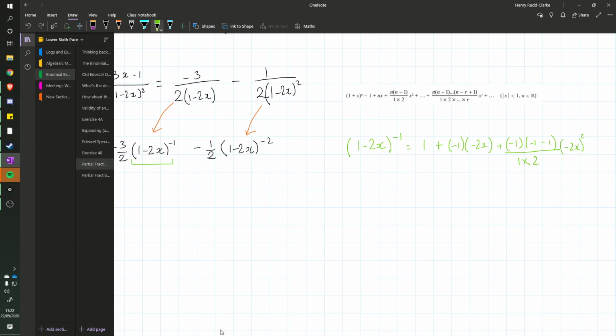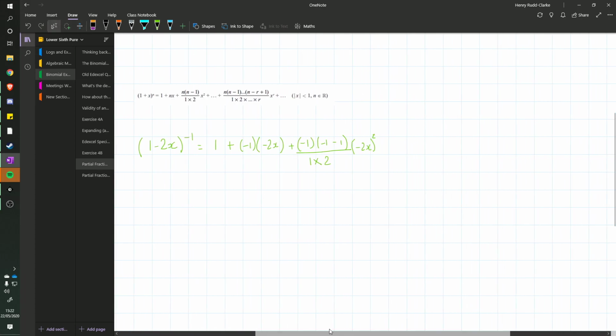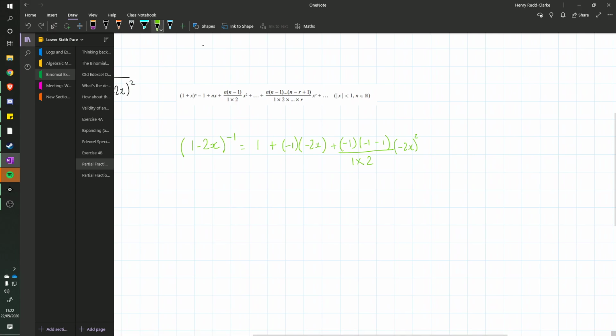It's asked us to go to cubed in the expansion, which honestly just feels like a bit of a waste of time. It's basically just checking how patient you can be and putting stuff in your calculator and things like that. So this one would be minus 1, minus 1, minus 1, minus 1, minus 2 over 1 times 2 times 3, minus 2x cubed plus dot dot dot. So we have to simplify this now.